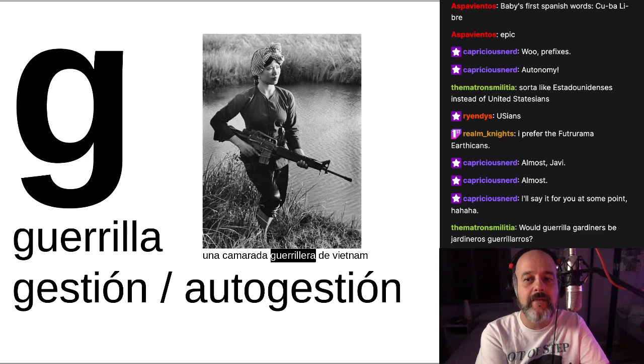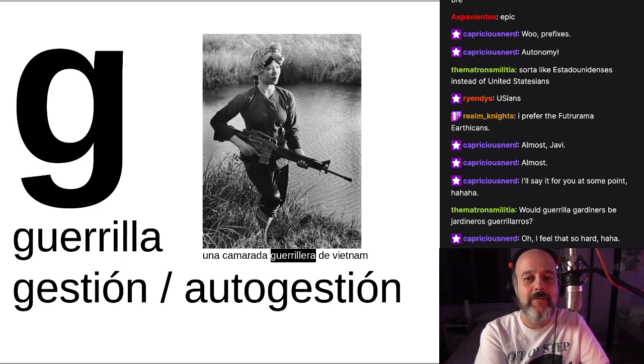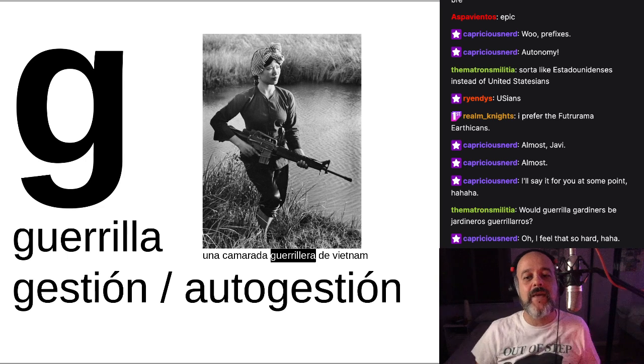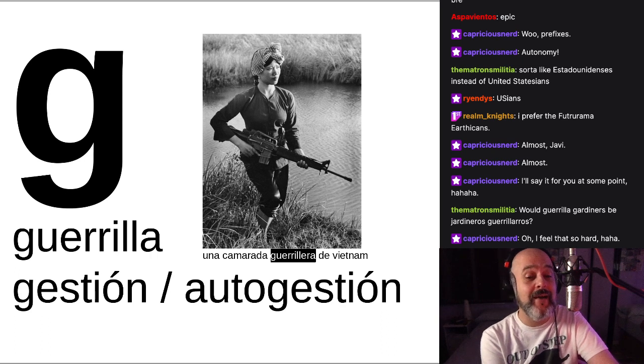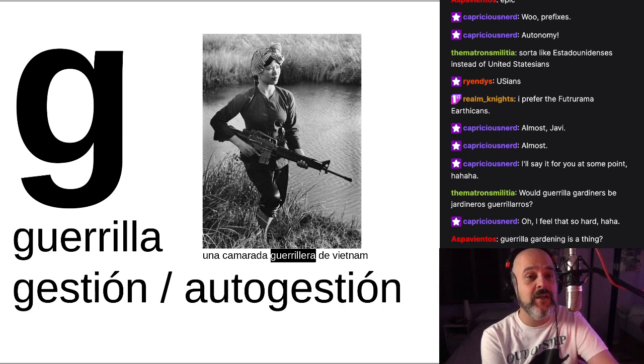Sort of like Estadounidenses, USians prefer the Futurama Earthlicians. Guerrilla gardeners, jardineros. No, you see the guerrilla gardening. We imported the whole thing in English, actually. We imported guerrilla gardening, and we say it with this very Spanish accent, gardening. So yeah, Gnieźnieńska was a difficult one for me too, and I eventually got used to it. It took some practice. Gnieźnieńska, I don't even know anymore.